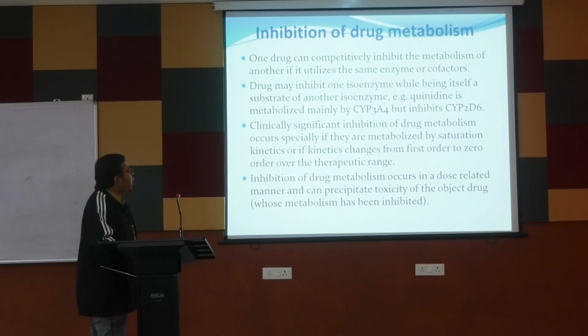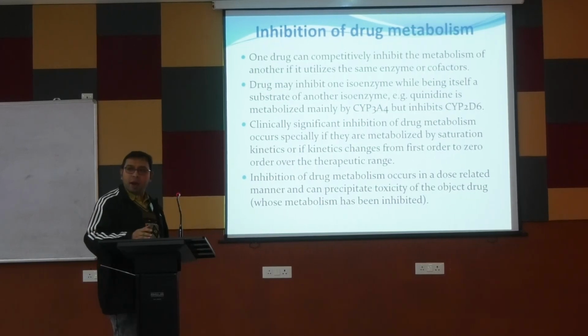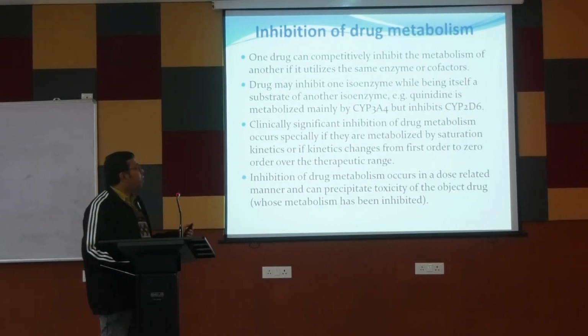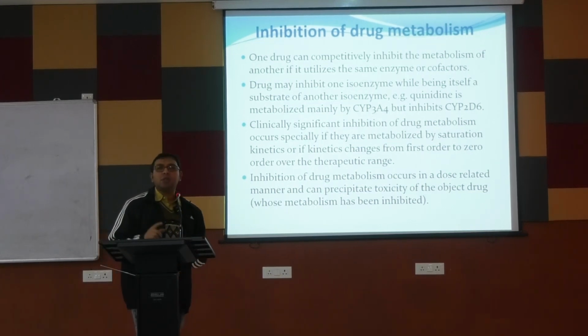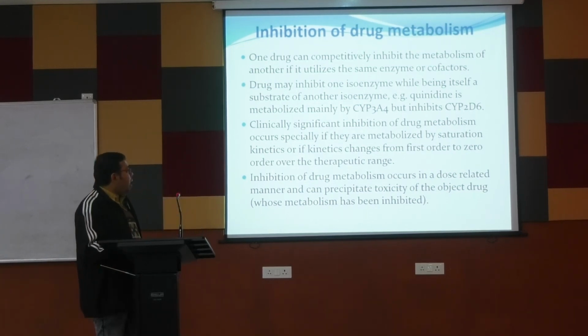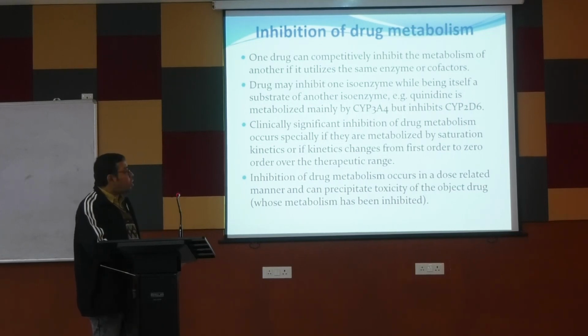Clinically significant inhibition of drug metabolism occurs especially if drugs are metabolized by saturation kinetics, or if kinetics changes from first order to zero order over the therapeutic range. You have already read about first order and zero order kinetics; it is very important for your exam. So clinically significant inhibition usually happens for drugs which follow zero order kinetics or which change their kinetics from first order to zero order. Inhibition of drug metabolism occurs in a dose related manner. That is, with increased dose there will be increased inhibition, which can precipitate toxicity of the object drug, the one whose metabolism has been inhibited.